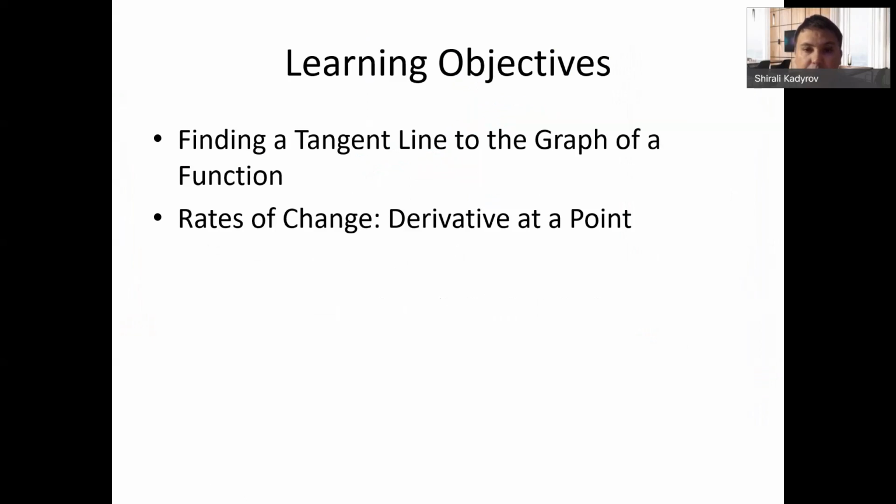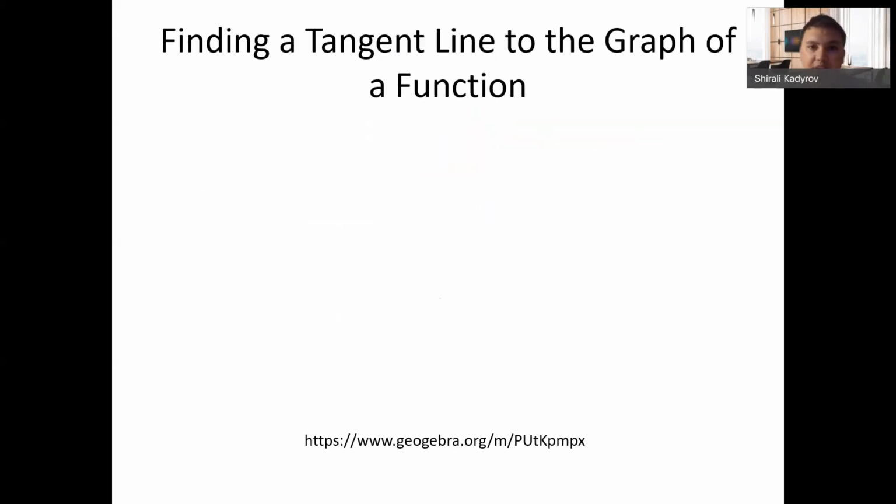So basically there are two different ways to interpret the derivative. One way is by means of the tangent line, the slope of the tangent line, and another one is as a rate of change. So both definitions will agree. Let's start.